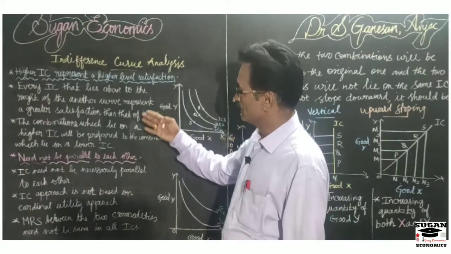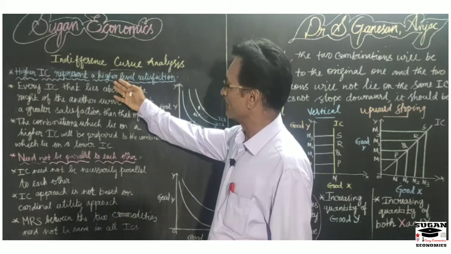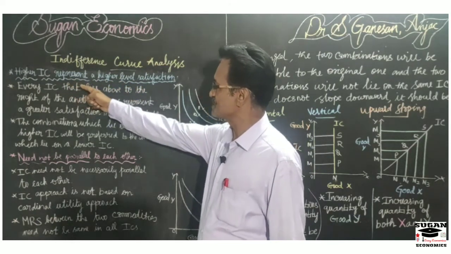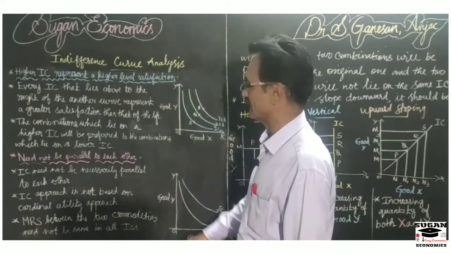Okay students, so the fourth property of indifference curve is that a higher indifference curve represents a higher level of satisfaction.